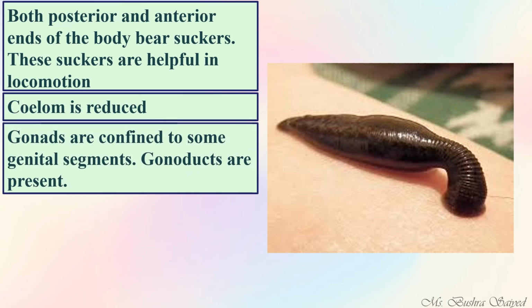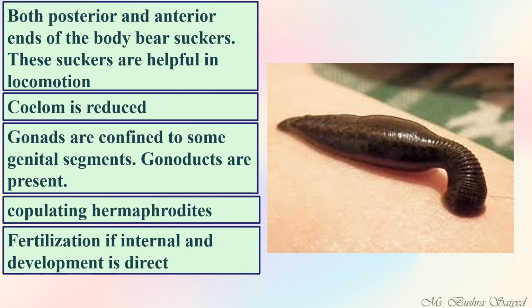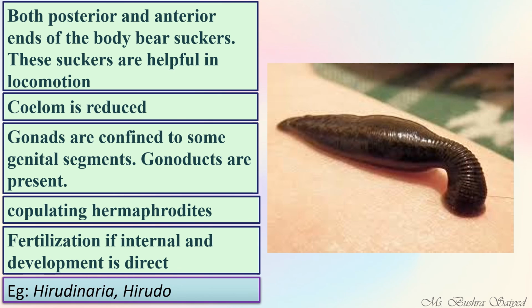Coelom is very reduced in this organism. Gonads are located in the genital segments only and gonoducts are present. They are copulating hermaphrodites. It means that, being hermaphrodites, they also perform copulation, so they have cross fertilization. Fertilization is internal and development is direct. Examples are Hirudinaria and Hirudo. These are the scientific names for leeches.